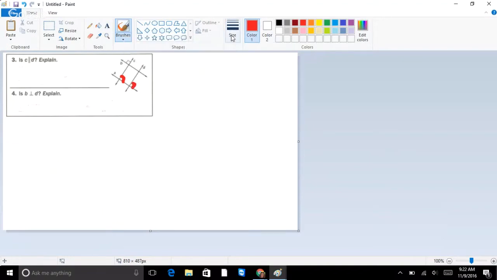That means that we can use theorem 3.12. So that says that since C is perpendicular to A and D is perpendicular to A, that makes C parallel to D by theorem 3.12. Okay. Now the next question is a little bit trickier.